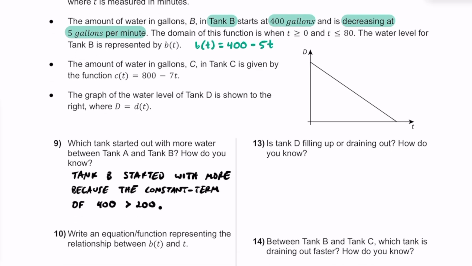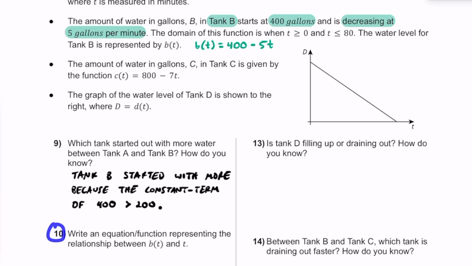Now for number 10, we're being asked to go ahead and find a function to represent the relationship between b of t and t. Technically, I think we just went ahead and did that already here, so I'm actually just going to copy and paste that right over here since we already wrote that. Hopefully that makes sense. For this b of t function, we're starting out with 400 gallons of water, and then we're losing 5 gallons per minute. And this b of t is saying how much water is there currently given a specific time value, or t value.